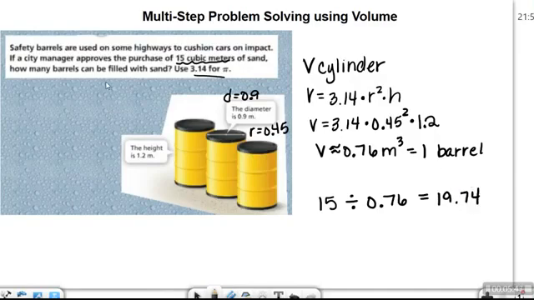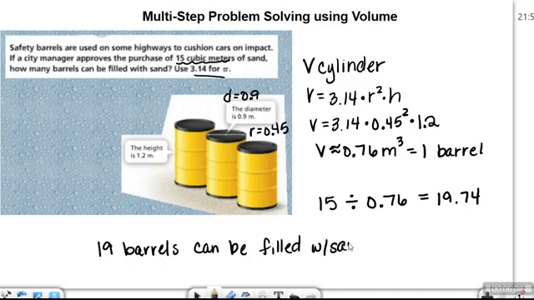All right, so how many barrels can be filled with sand? Almost 20, but not quite. So the answer would be 19 barrels can be filled with sand. And really, 19.74 would be part of a barrel. So 19 whole barrels and then part of one.